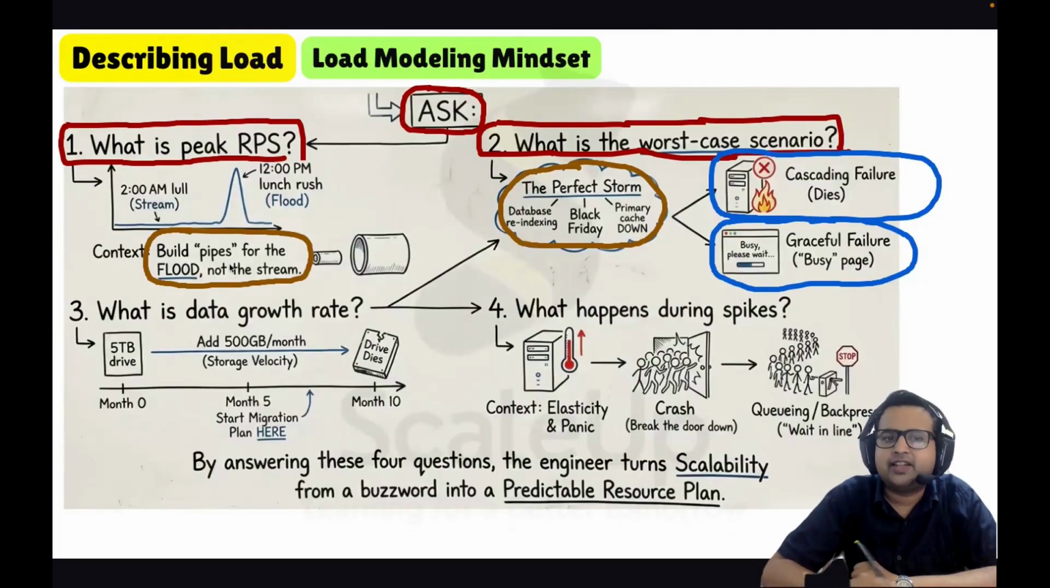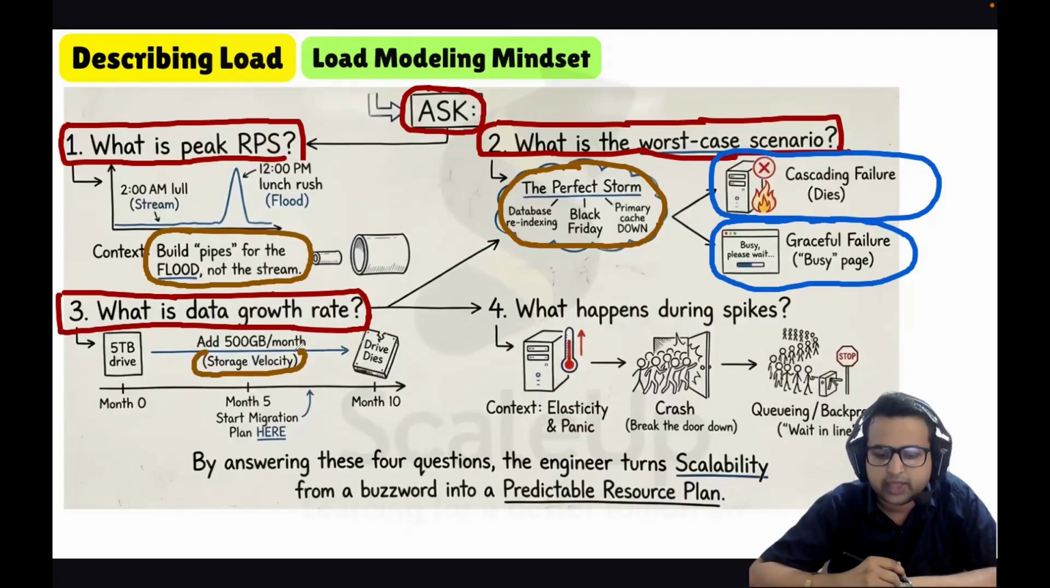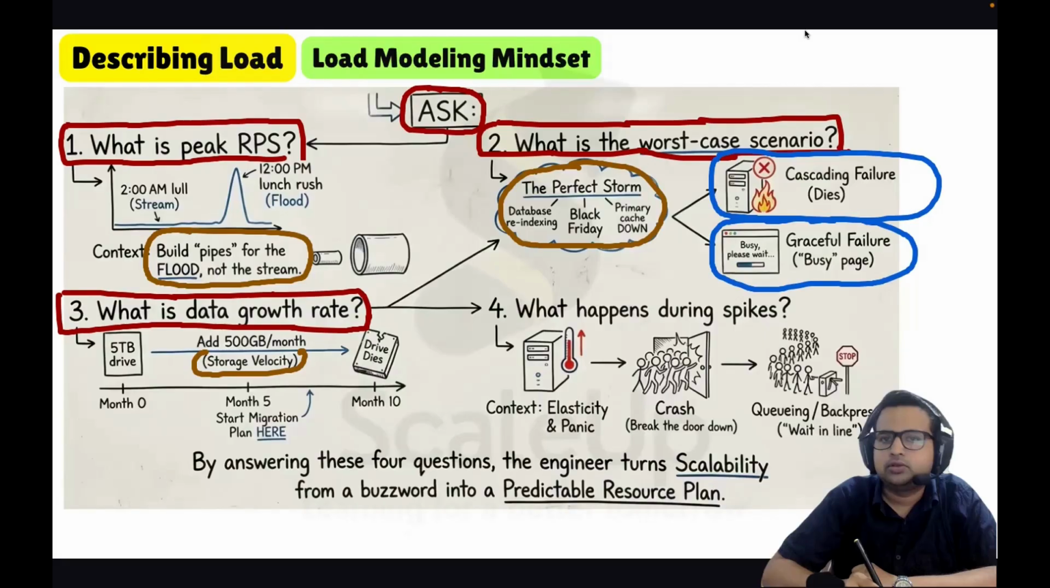The good engineers ask questions like, what is the data growth rate? What is the data growth rate? Good engineers look at the storage velocity. Like, if we add 500 GB a month, our current 5 terabyte drive dies in 10 months. A good engineer starts the migration plan in month 5. So a good engineer asks, what is the data growth rate?